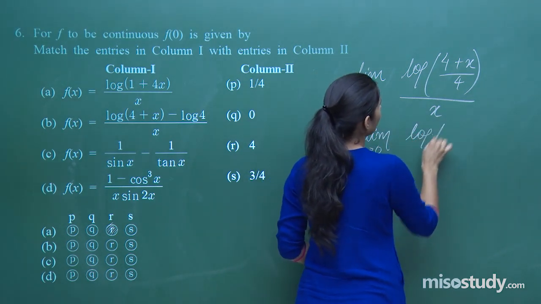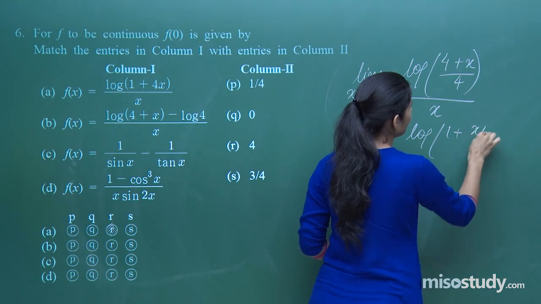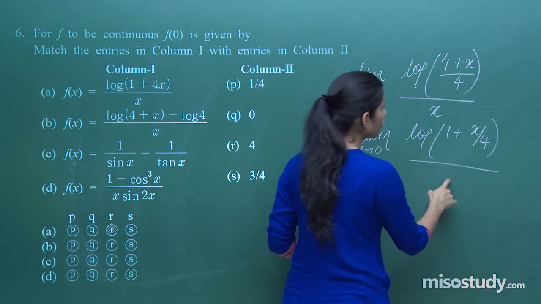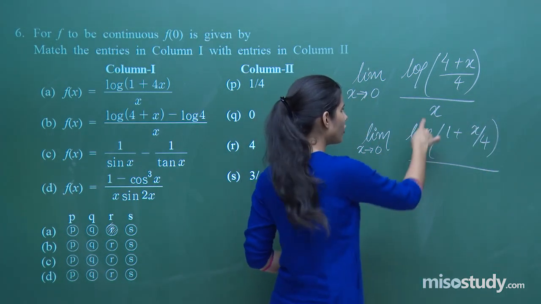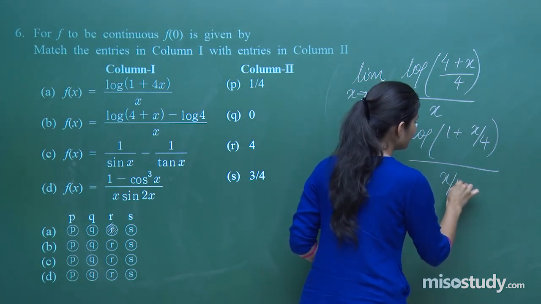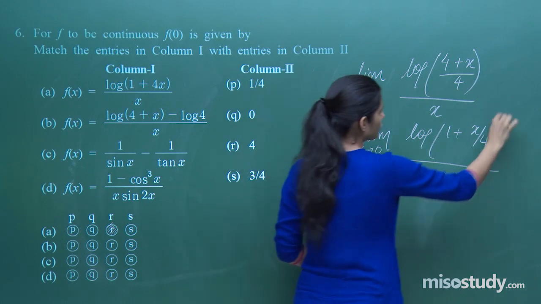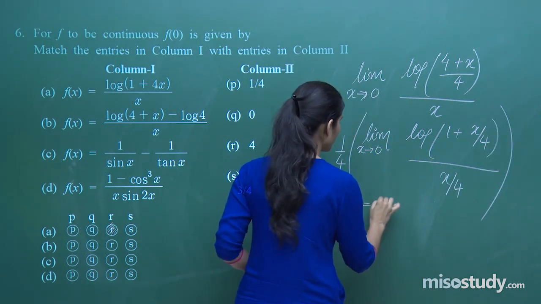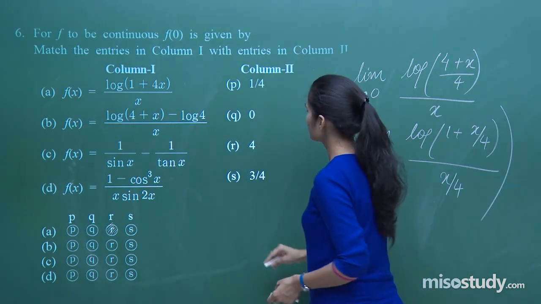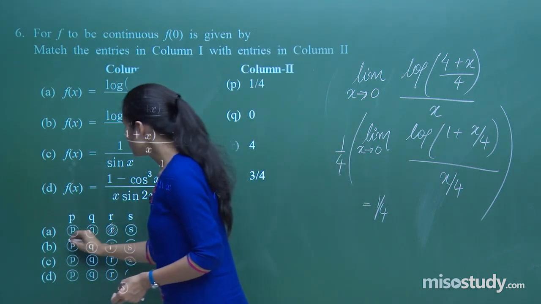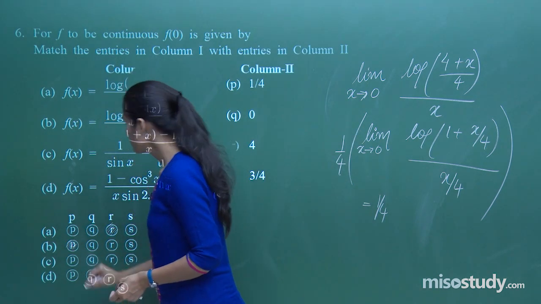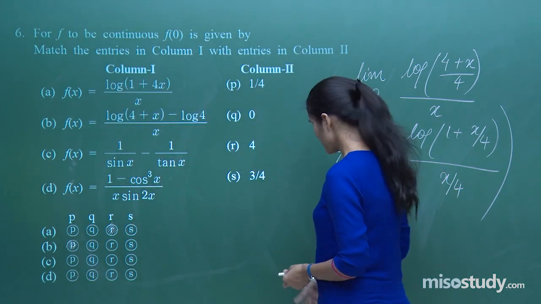This eventually gives you limit x tends to 0, log of 1 plus x by 4. I again want only x by 4 in the denominator, I already have x. So if I divide by 4, I'll have to multiply by 4 over here, or completely 1 by 4 can be brought outside. Again this is 1, your answer is 1 by 4 into 1, which is 1 by 4. So corresponding to this you will shade P. Clear? Let's move on to the next one.